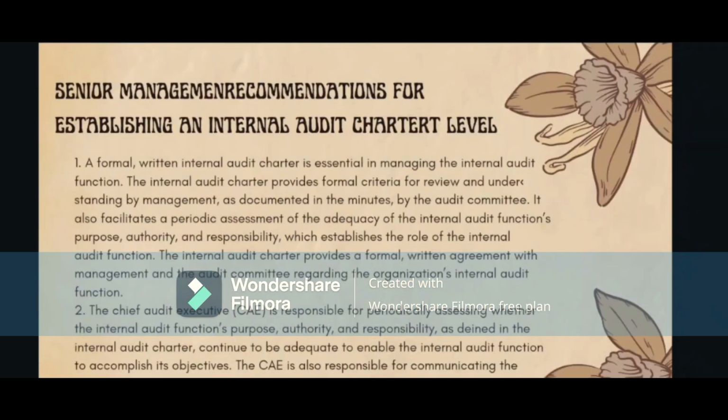So the next slide is the recommendations for establishing the internal audit charter. You can just read the recommendations for the internal audit charter.